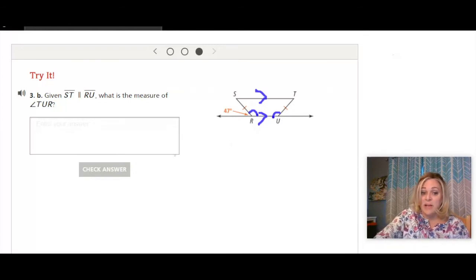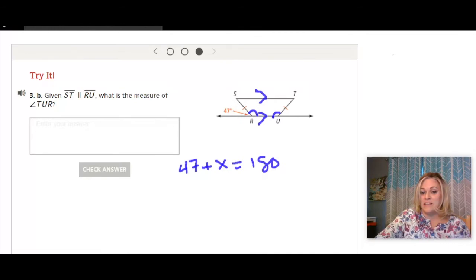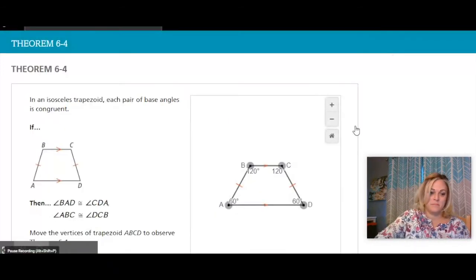Think of a linear pair. 47 plus the angle that we're looking for, x, should equal 180, because this 47 right here and this angle that I marked in blue make a straight line. So figure out what x is, and whatever you get, angle U is the same.